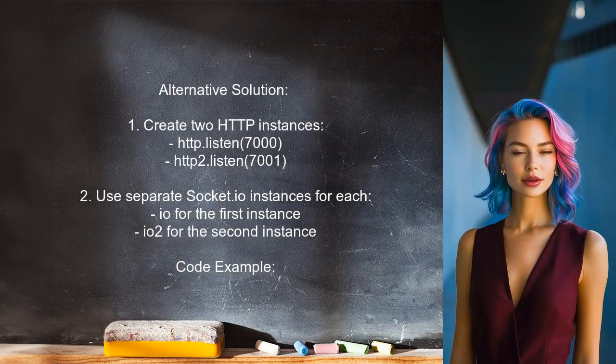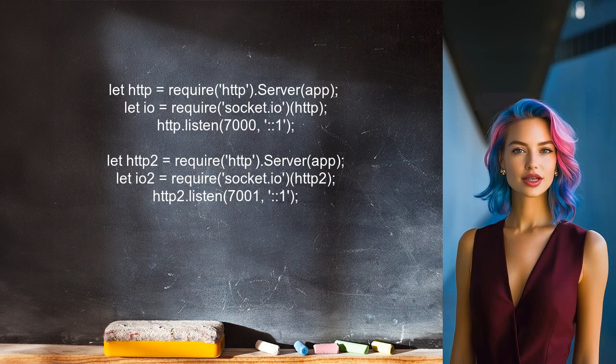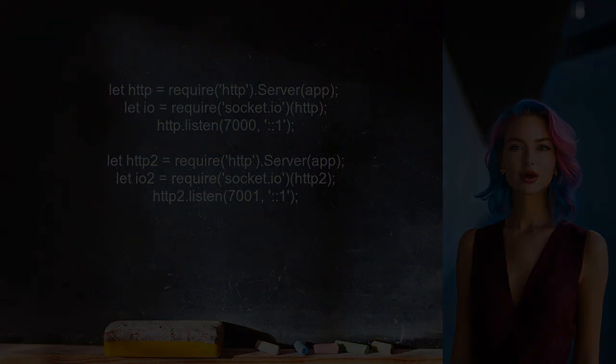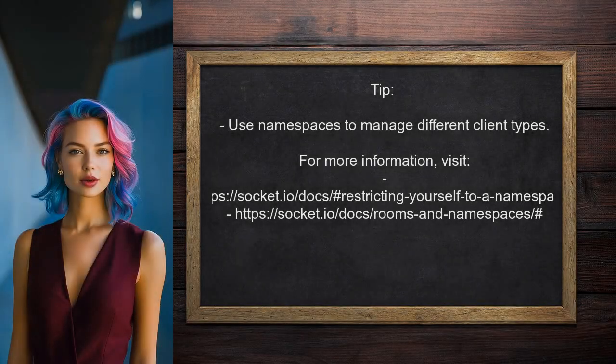This user suggests that a single HTTP instance cannot listen on multiple ports. Instead, they recommend creating two separate HTTP instances. The first instance listens on port 7000, while the second instance listens on port 7001. Additionally, they mention that you can manage different types of clients using a single socket by utilizing namespaces. This allows you to handle connections more effectively.